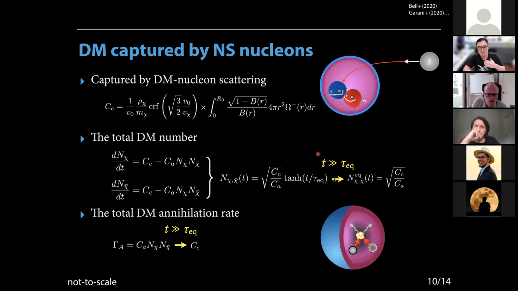But after a certain period of time, the strengths of these two competing effects become equal. That means the whole system reaches equilibrium. After the equilibrium, the total number of dark matter N_chi inside the star will remain constant. Therefore, we can use this number to calculate the total annihilation rate of dark matter inside the star.